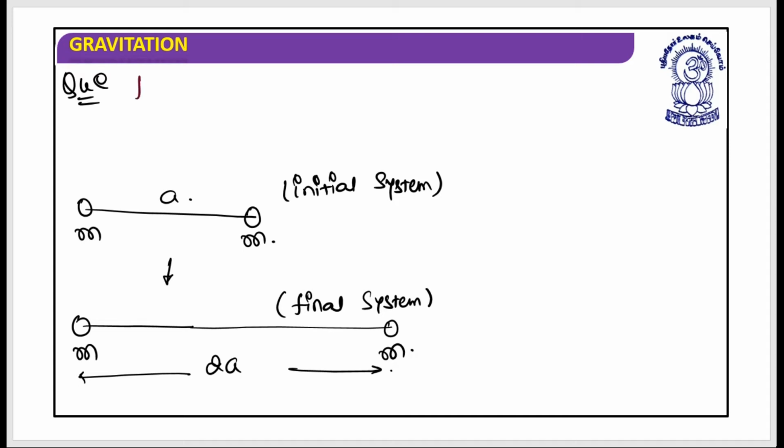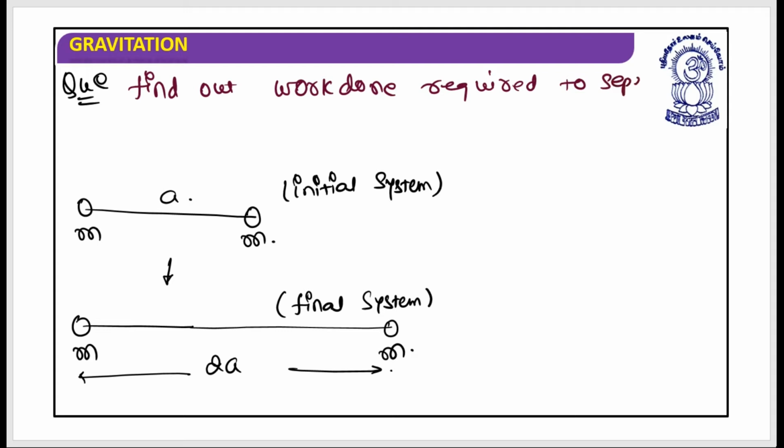The question is, find out the work done required to separate the masses by distance 2a. This is the situation: you need to find out the work done required to separate these masses by a distance of 2a. Now how will you do this? What do you think? How is this supposed to be performed?